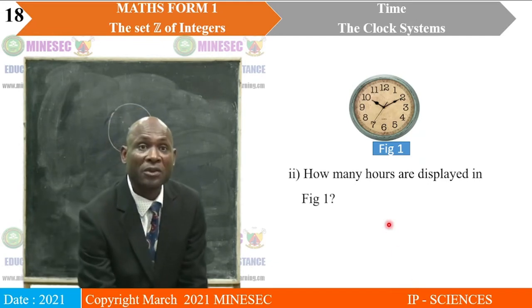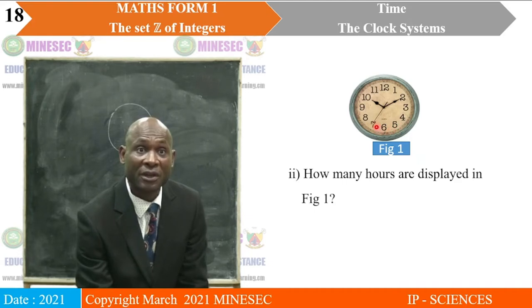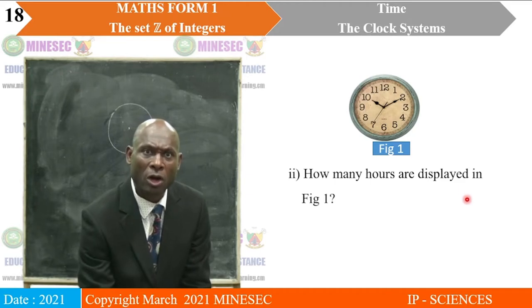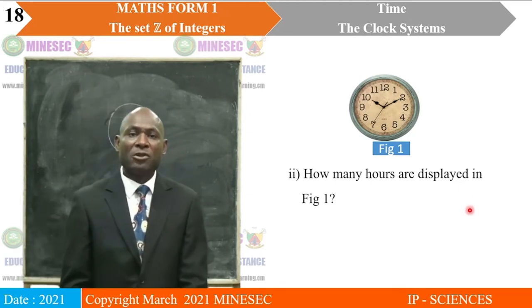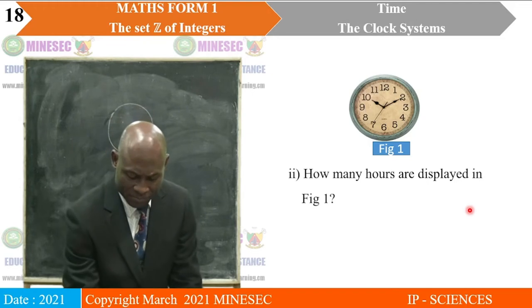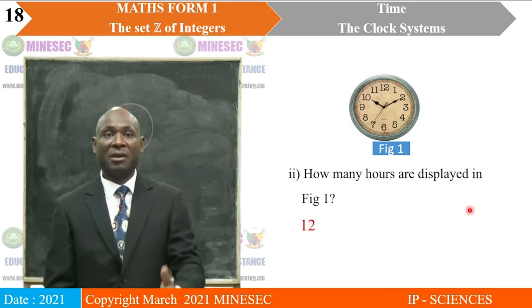You have figure one, which is the clock. If you count 1 hour, 2 hours, 3 hours, 4 hours, 5, 6, 7, 8, 9, 10, 11, 12. So the clock is a display of 12 hours. So there are 12 hours displayed on the clock.